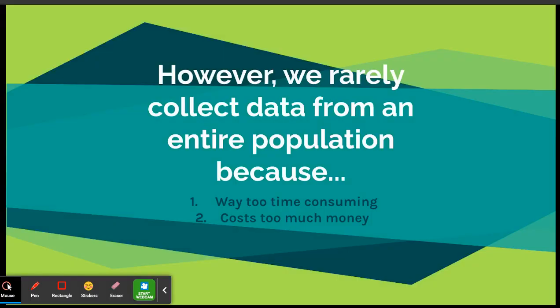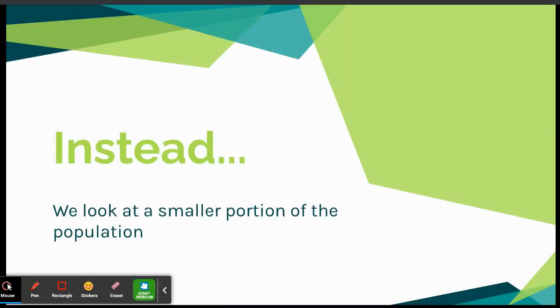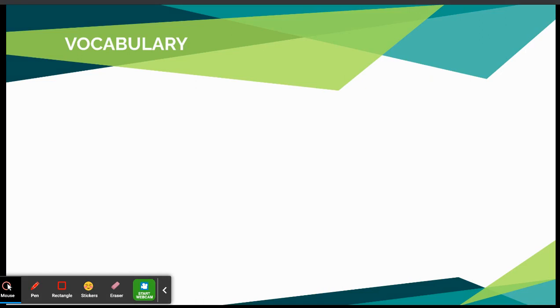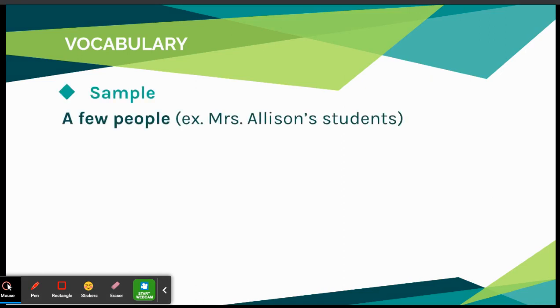Now, we don't typically collect data from the entire population for a couple reasons. One, it's way too time consuming. If I had to survey every student at Scioto, that would take a lot of time and effort. And secondly, it costs too much money. If I were paying somebody to collect the data, or if I was using my resources and sending out information, it costs a lot of money, time, and effort. So instead, what we do is we look at something called a sample. That is a smaller portion of our population. A sample is just a few people. So if we're looking at the entire population of Dublin Scioto students, maybe I only sample Mrs. Allison students. That will be a small sample from the entire population.